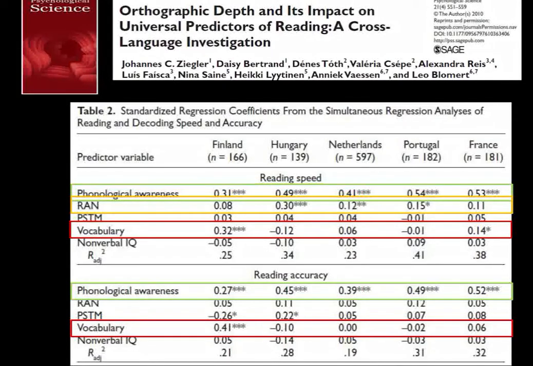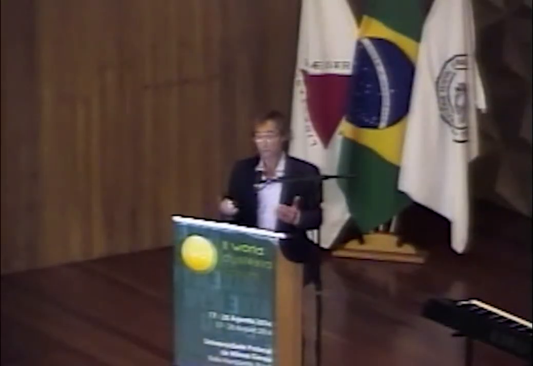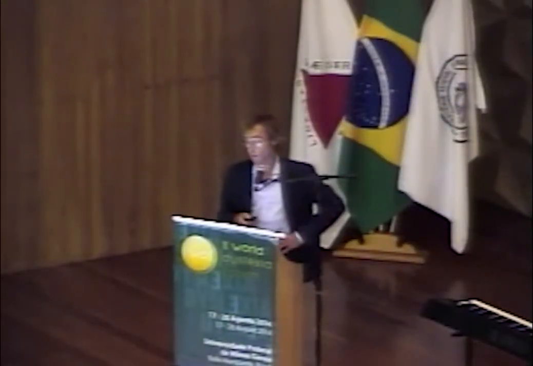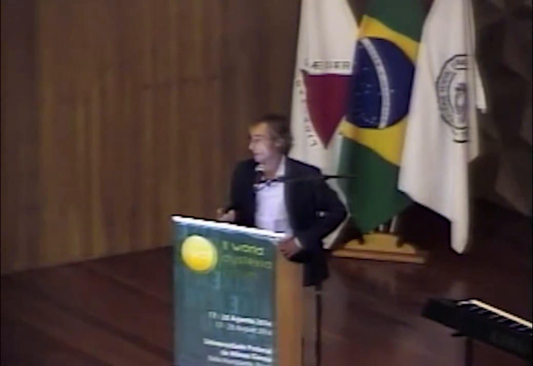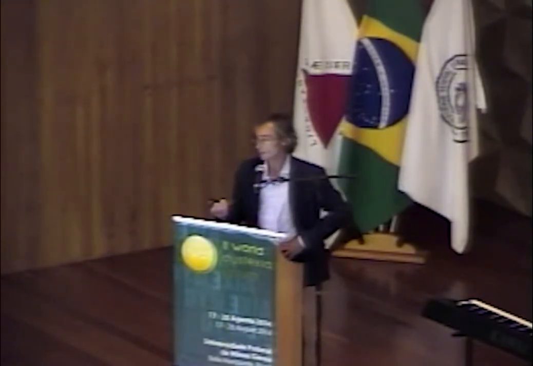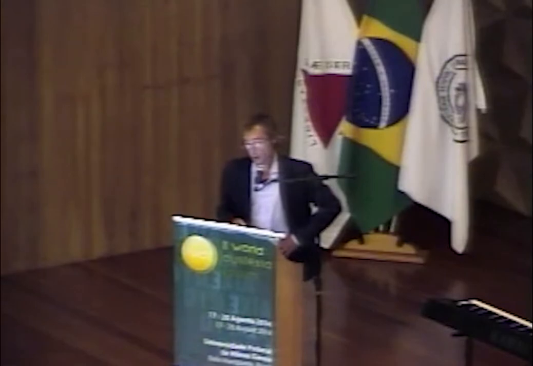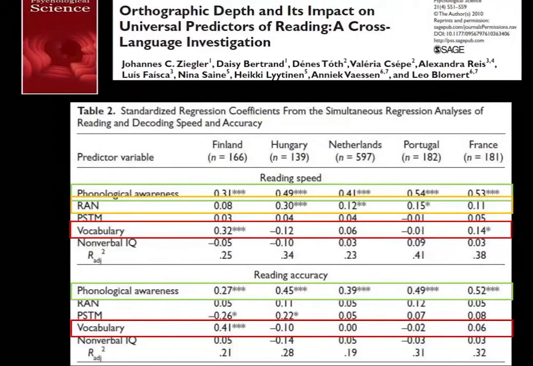This is a regression model, simultaneous, where all these variables are entered simultaneously. You see it's the main factor in all languages predicting reading failure and success, followed by rapid automatized naming, so it's accessing the phonological lexicon in the model. And vocabulary, you see, has a minor influence. It was only in one language and a little bit in French. So it's weaker and a bit more random in a way.